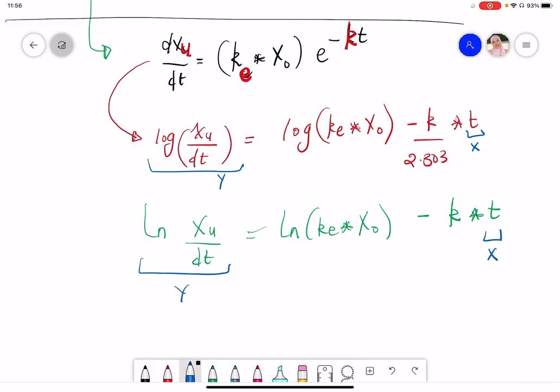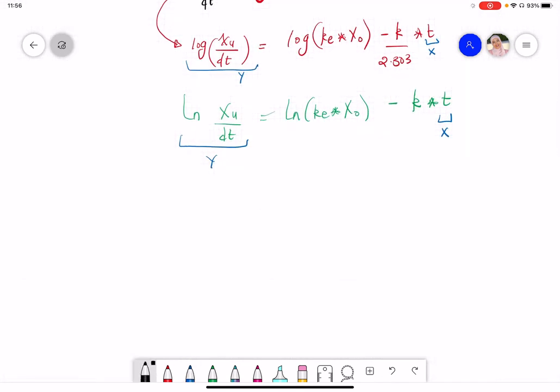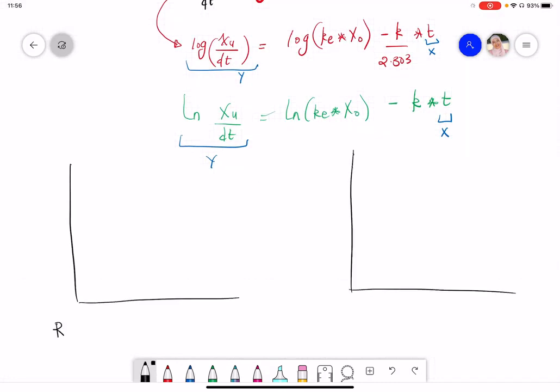So let's sketch both of them. We are on a rectilinear profile. We will have log excretion rate, or ln excretion rate.